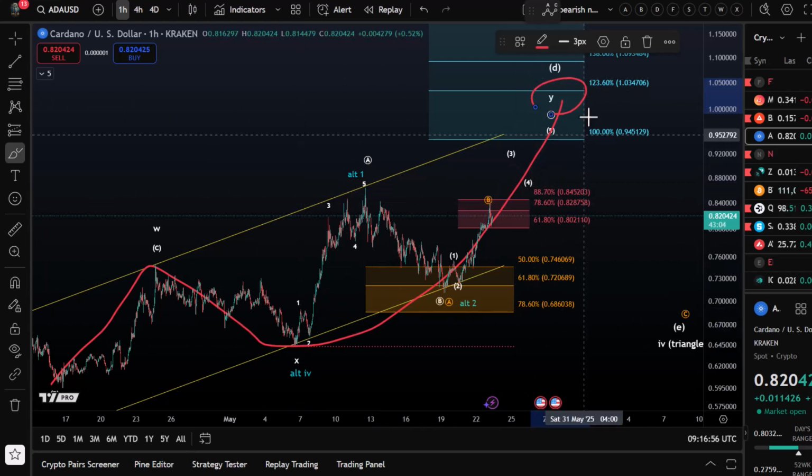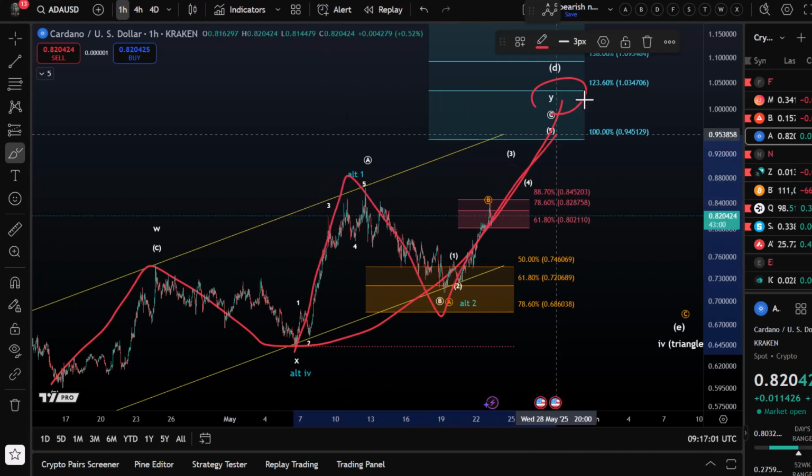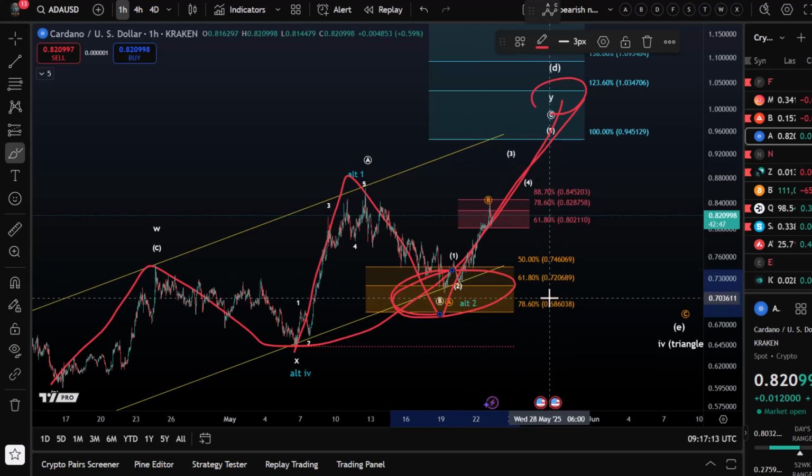And then within the Y wave, we're tracking an A, B, C structure, and the B wave might have indeed bottomed here. That was one scenario. The main support area for the B wave was between the 78.6 retracement and the 50% retracement. And okay, we had a nice reaction.